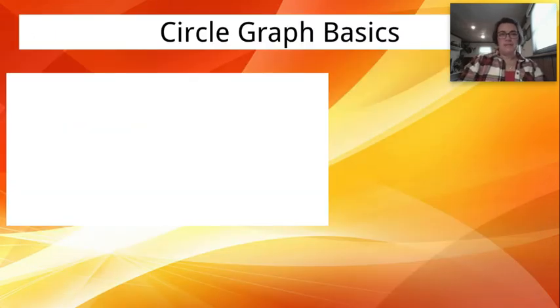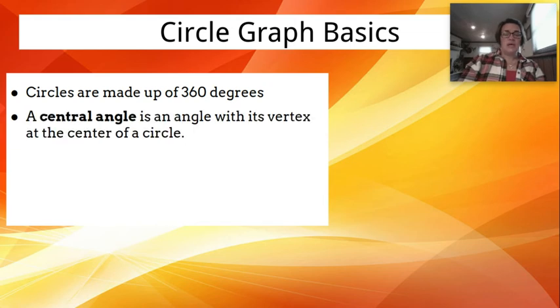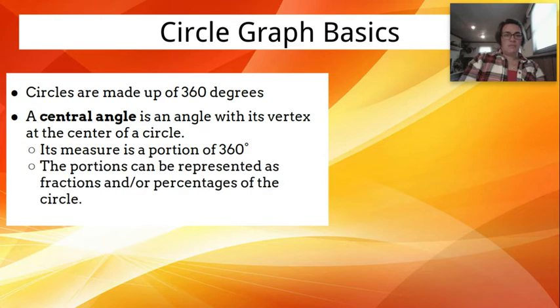Circle graph basics. As we know, circles are made up of 360 degrees. Here's a new term. A central angle is an angle with its vertex at the center of a circle. So when a circle graph is broken up into parts, the central angle is the measure of that section as a portion of 360 degrees. The portions can be represented as fractions and or percentages of that circle.